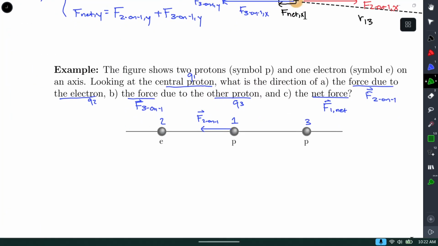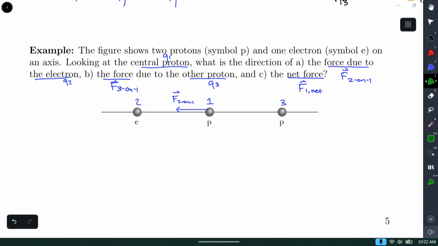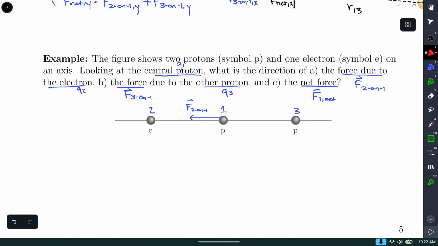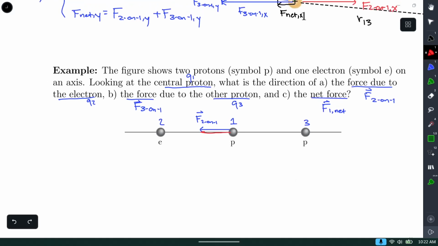We had a proton in the middle, and we wanted to see about the forces on it from an electron and another proton. We found that the electron attracts it, meaning pulls it to the left. That's the force 2 exerts on 1. And now we're going to put down the force that 3 exerts on 1. So what direction would that be, that force? Wouldn't it also be to the left? Yep, because it's going to repel that proton, so it will also push it off to the left.